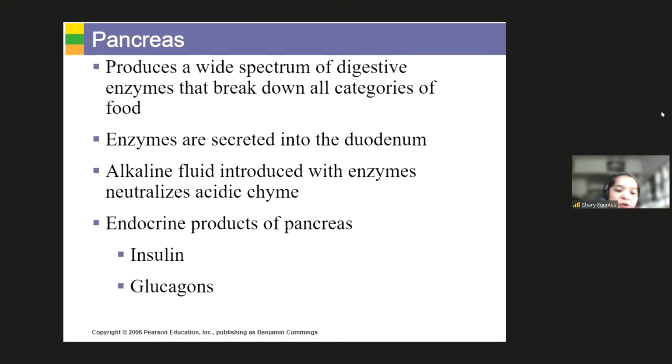Okay, so the pancreas is actually a pinkish gray organ that's about 15 centimeters long, or around 6 inches, no? And they weigh approximately 80 grams or 5 ounces. The pancreas produces a wide spectrum of digestive enzymes that break down all categories of food. So kaya niya i-break whether it's a carbohydrate, a fat, or a protein. Okay? So the enzymes coming from the pancreas are secreted into the duodenum kasi embracing the duodenum nga siya kanina. Okay?